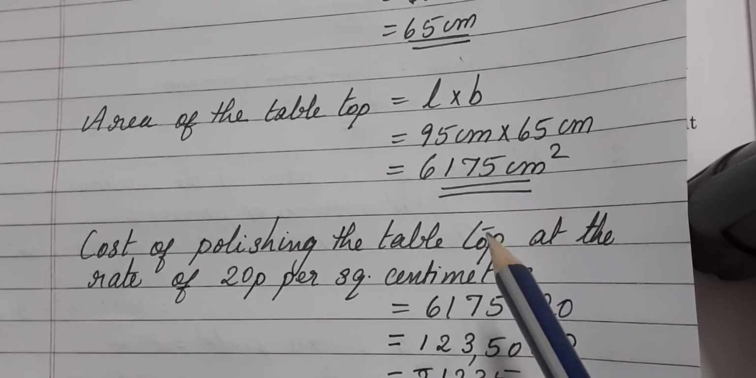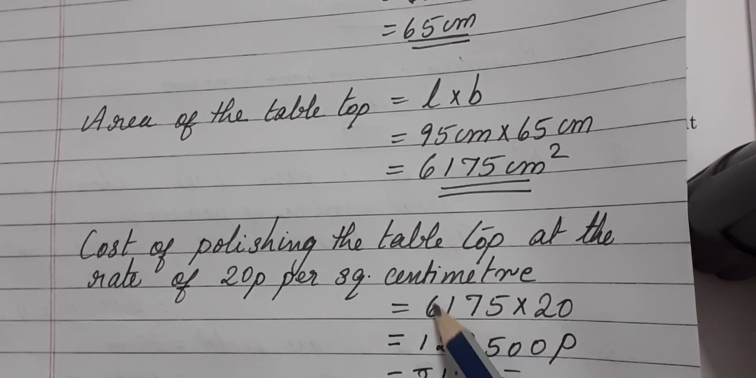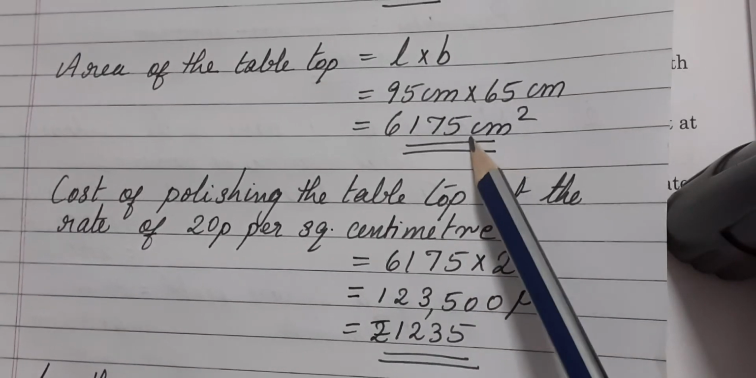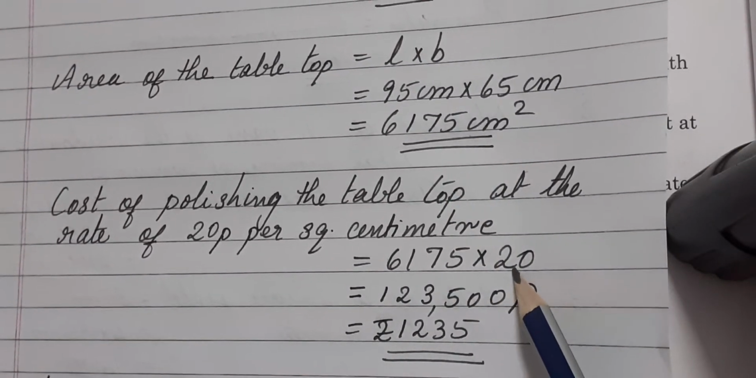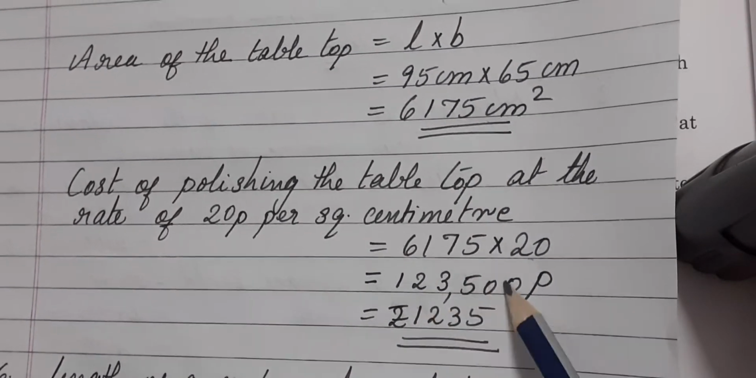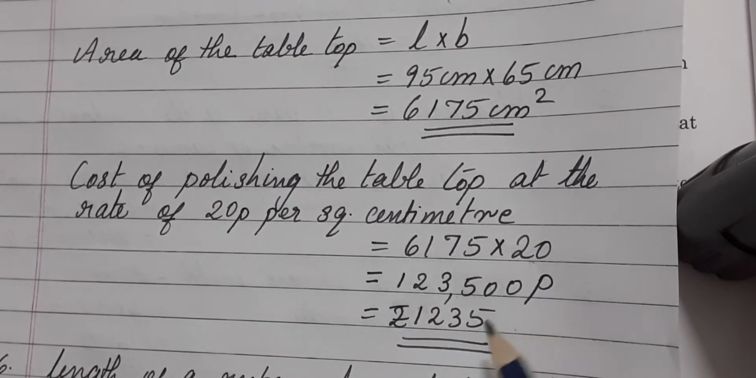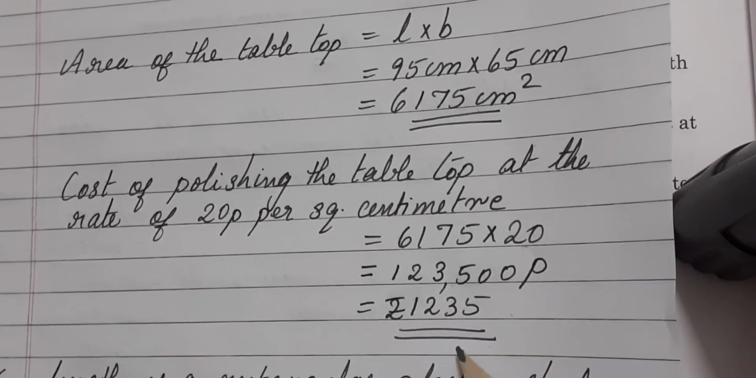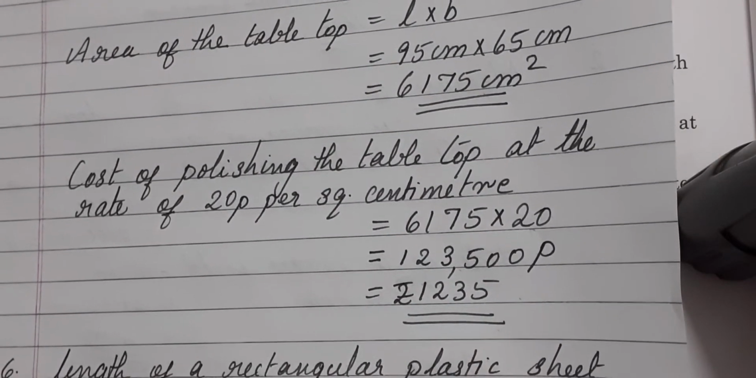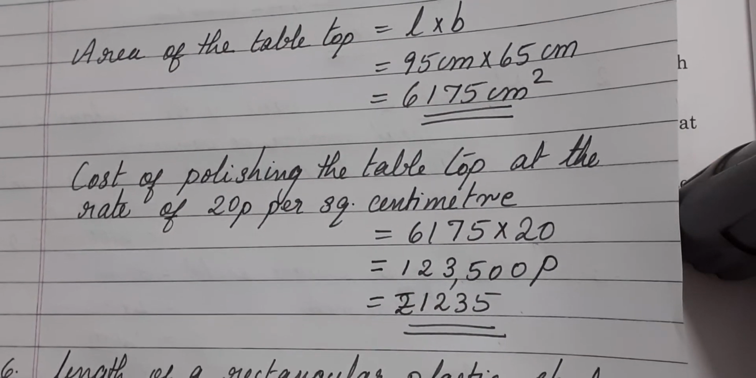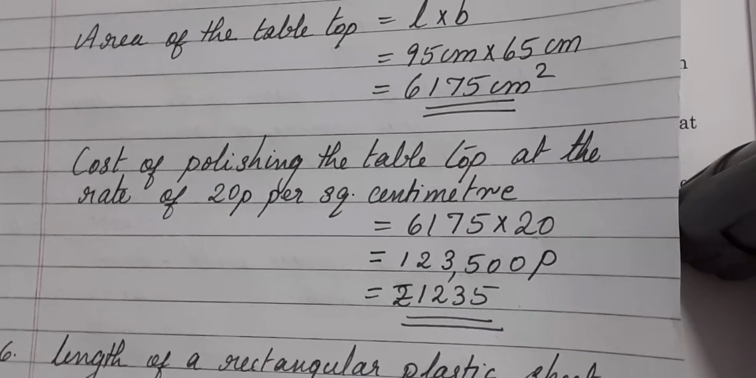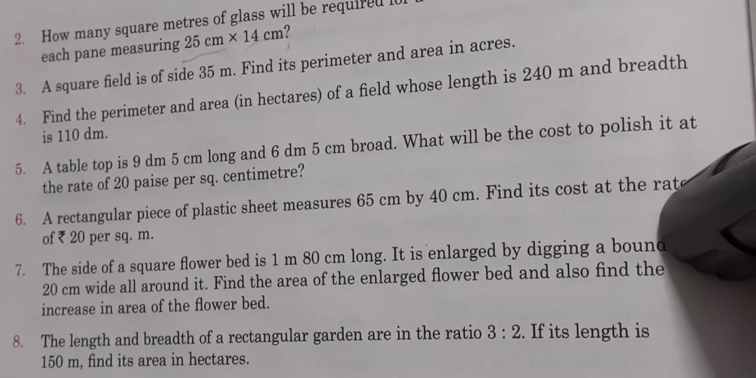Now you have to find out the cost of polishing the tabletop at the rate of 20 paise per square centimeter. So this area you have to multiply by 20. Then you will get 1,23,500 paise. Convert that into rupees, you will get rupees 1,235. Okay, hope it is clear. All of you do in your notes. Now we are moving to the sixth question. All of you read the question.